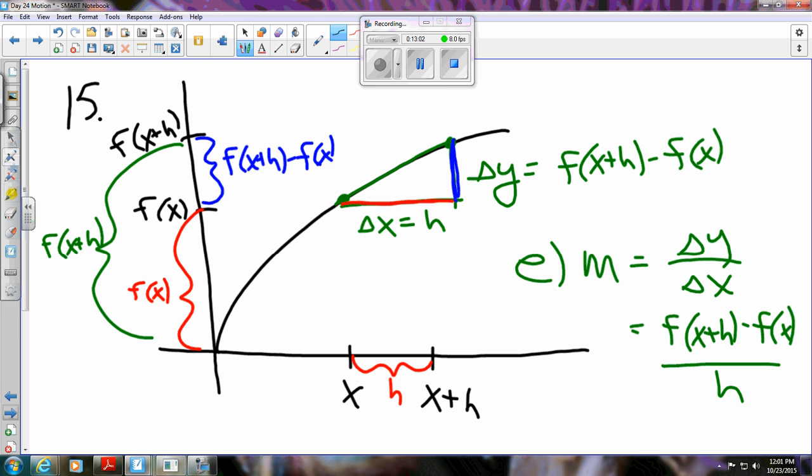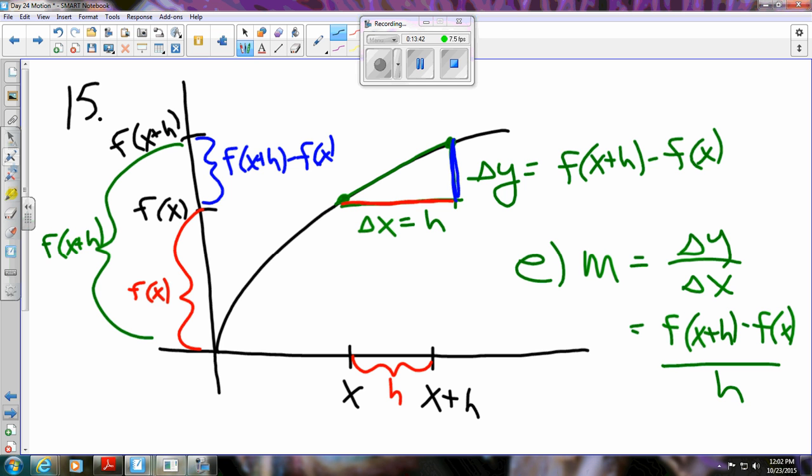So the last one, 15, I said, don't worry about too much. They just wanted you to see that whole difference quotient, where it comes from. So they said put x anywhere and put x plus h somewhere over here to the right. So h is the distance between these x values. And then you have f of x, which is the y coordinate here when the x coordinate is x. And that's this length here, right? Whatever this number is, f of x, the length of this segment would equal that.